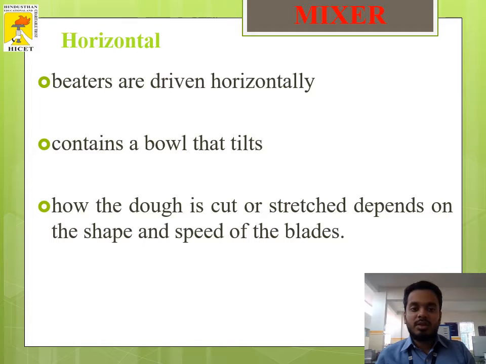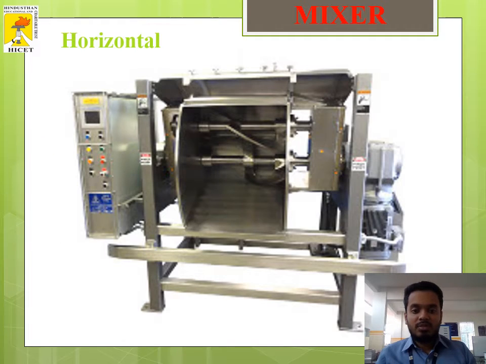Next one is horizontal mixer. So beaters are driven horizontally, and it contains a bowl that tilts. How the dough is cut or stretched depends on the shape and speed of the blades. So this is a horizontal mixer picture representation. You can see the blades in the center at the open column.